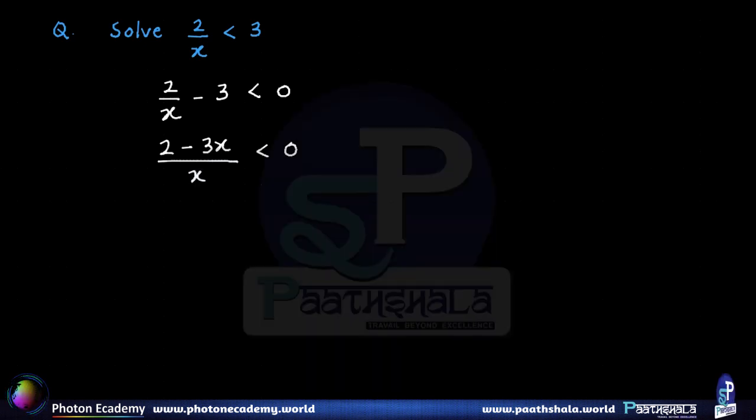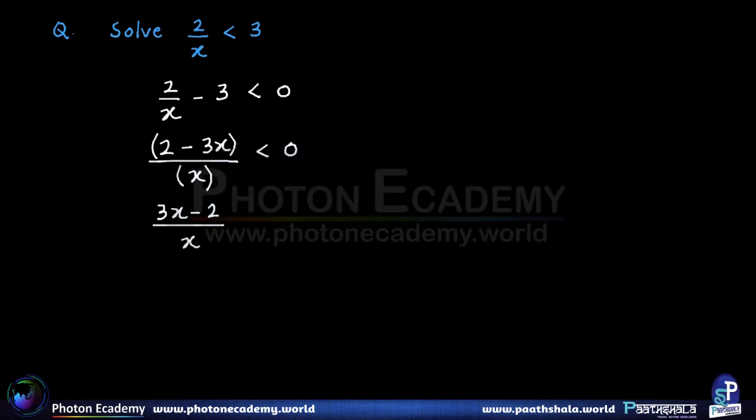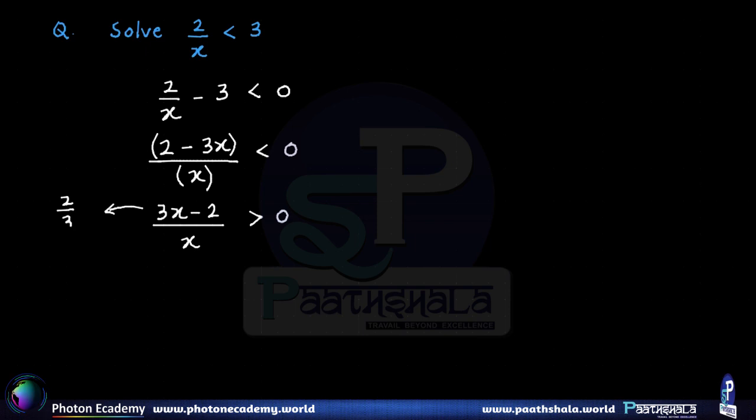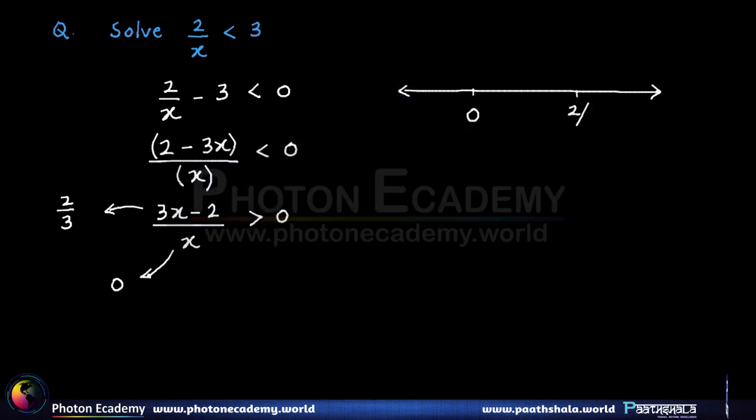Now once again we see that we have two linear factors in the numerator and denominator, but the coefficient of x in the numerator is minus 3, which is negative. So to make it positive, we multiply both sides by minus 1, and because of this the inequality will change to greater than. Now for the first factor the value of x to make it 0 is 2 by 3, and for the other the value of x to make it 0 is 0 itself, because it is just x here. So now marking on the number line we have 0 and 2 by 3, and both of the factors have power 1. So the signs will be plus, minus, plus from right to left.